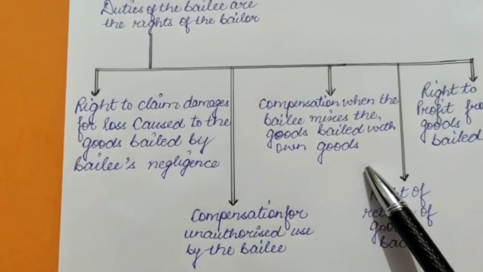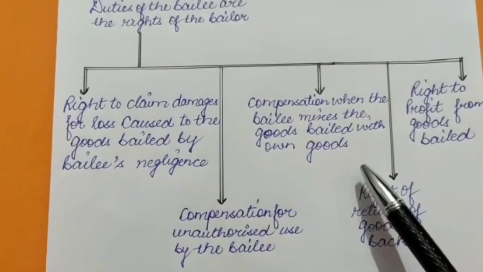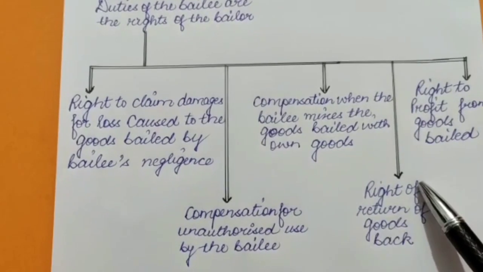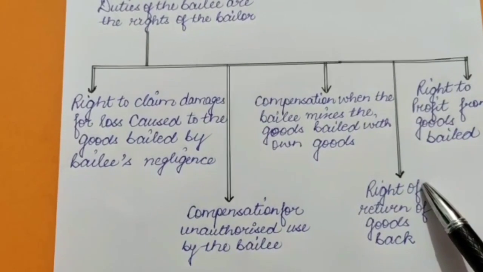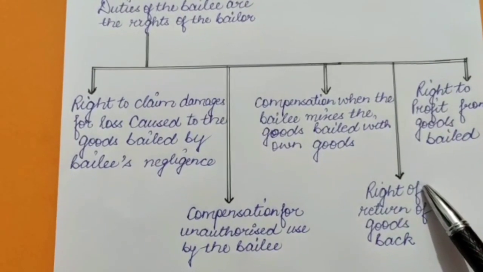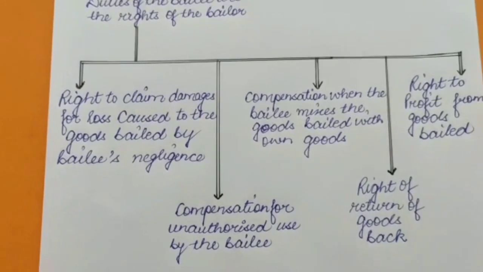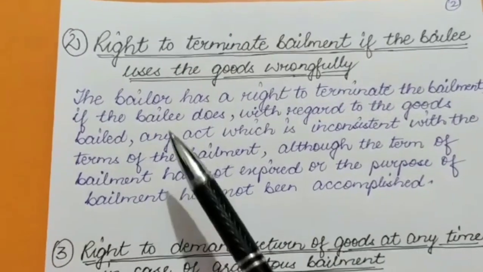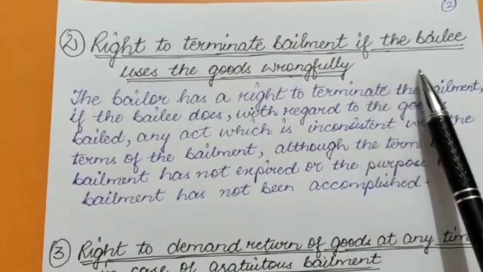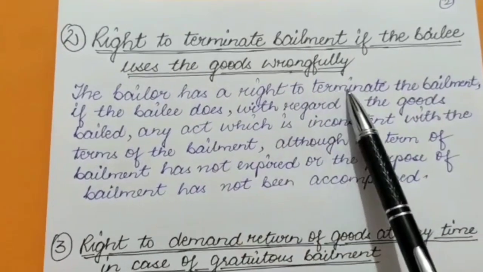So, duties of the bailee are the rights of the bailor. These points I have explained deeply in my previous video, so watch my previous video to know these points deeply. Second is right to terminate bailment if the bailee uses the goods wrongfully.